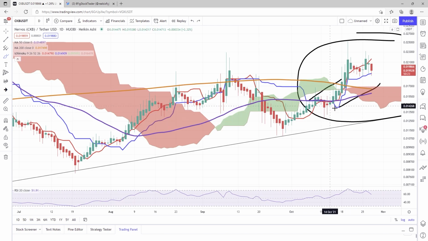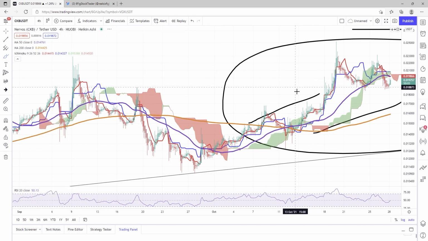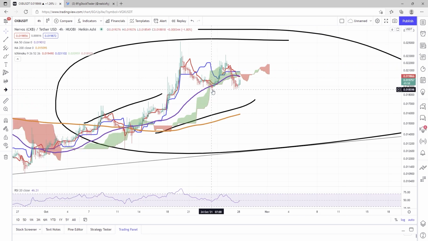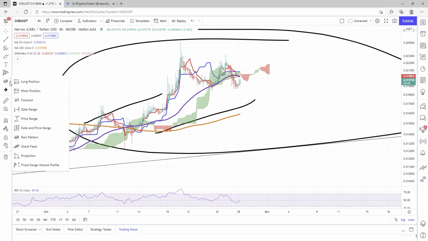Currently, we did have the conversion line pass this baseline back in mid-October, which was huge. That sent price skyrocketing upwards, and now we are in this sideways consolidation process. What we really need to do is look at the candles and what they are telling us. So currently, you can see that we are in some sort of squeeze pattern. We may be seeing a bull flag forming.